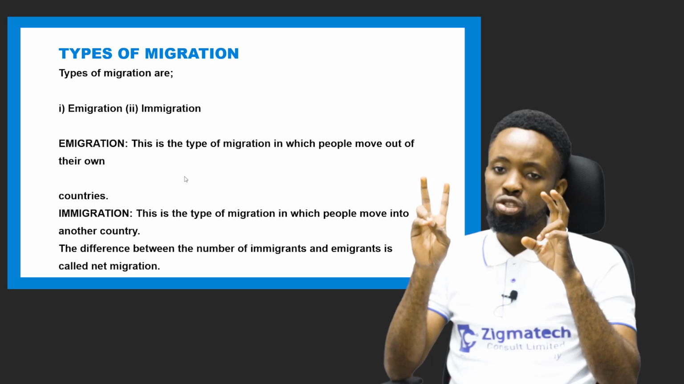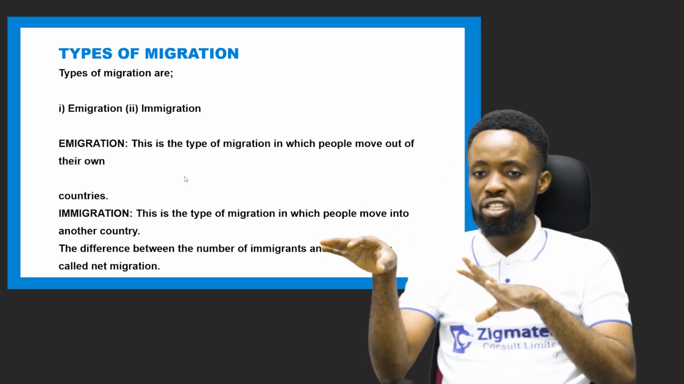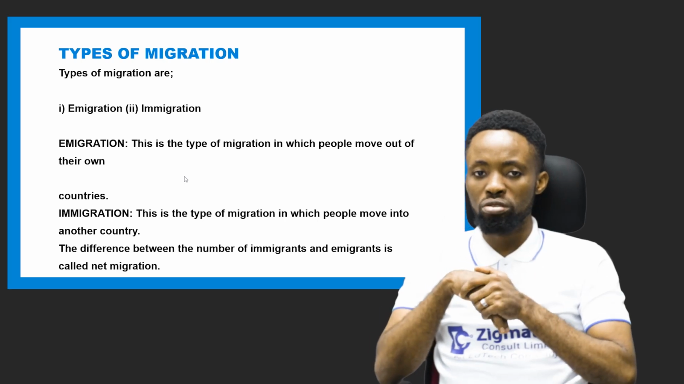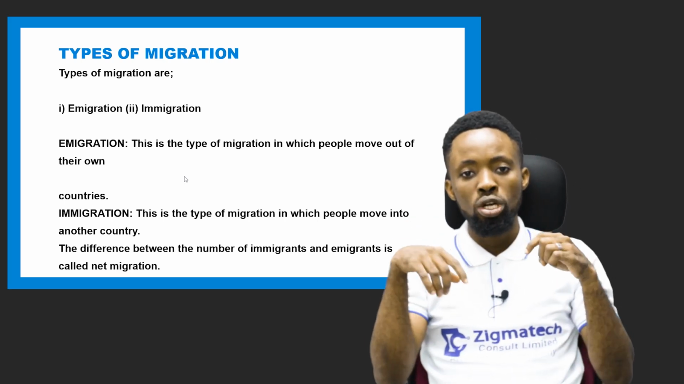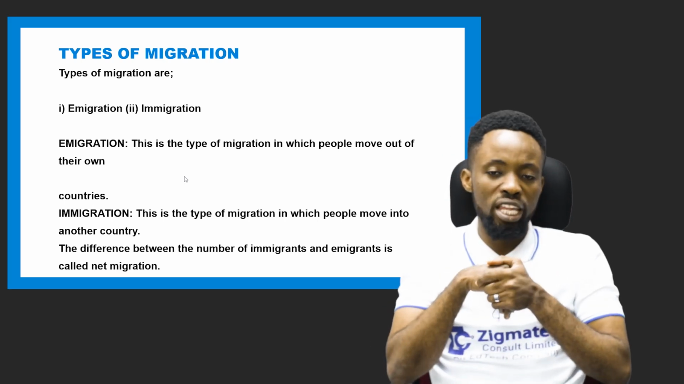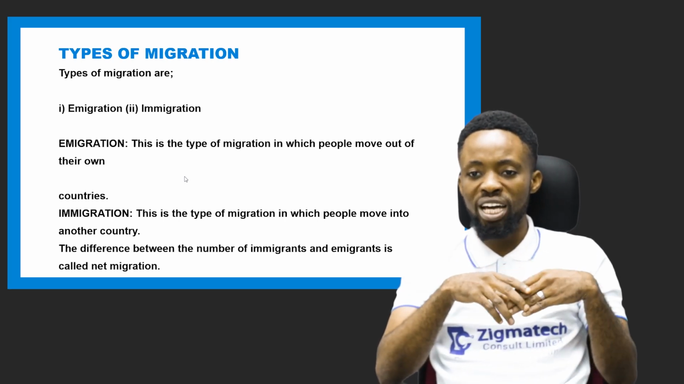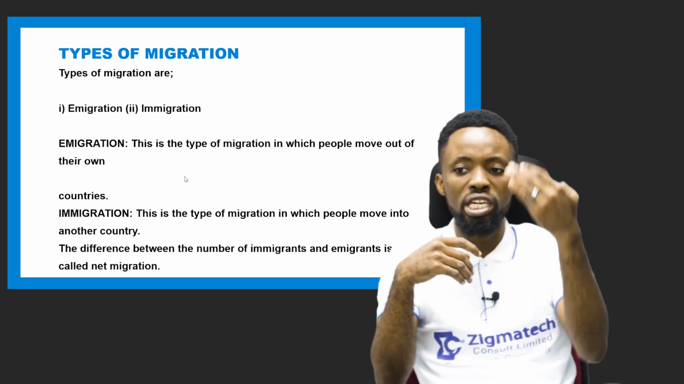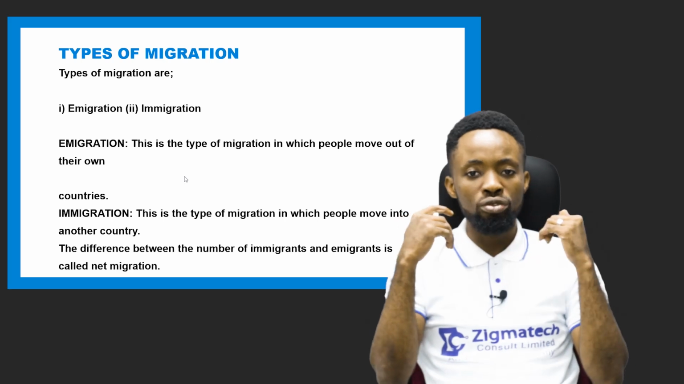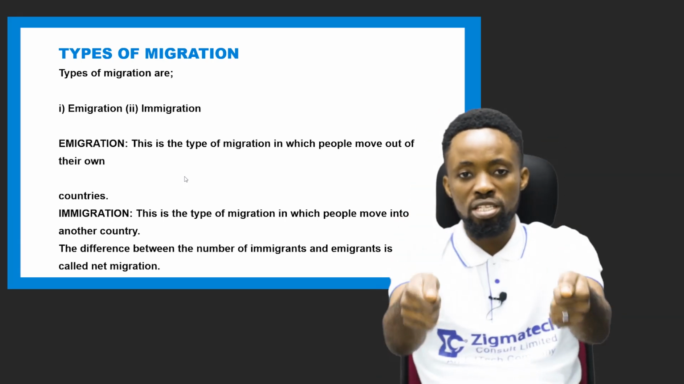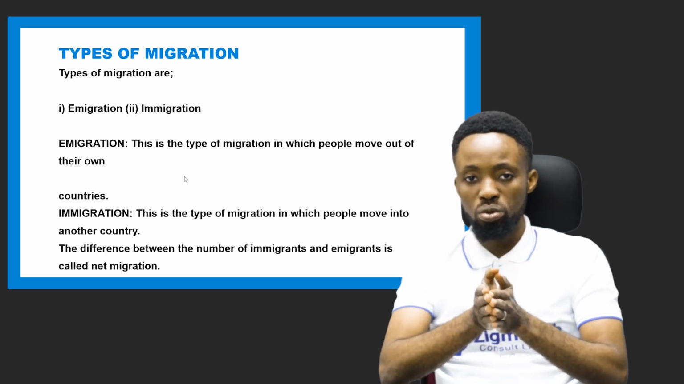So, knowing that, let's look at the types of migration. Basically we have two types of migration. The first type of migration is called emigration. When people move out of their own country, it is seen as emigration. You move out. So if I'm going to Luxembourg, I am emigrating out of Nigeria to Luxembourg. Immigration, on the other hand, is the type of migration in which people move into another country. So if I'm moving to Luxembourg, it means that I am immigrating into Luxembourg, and I'm emigrating out of Nigeria. So that is what immigration is.